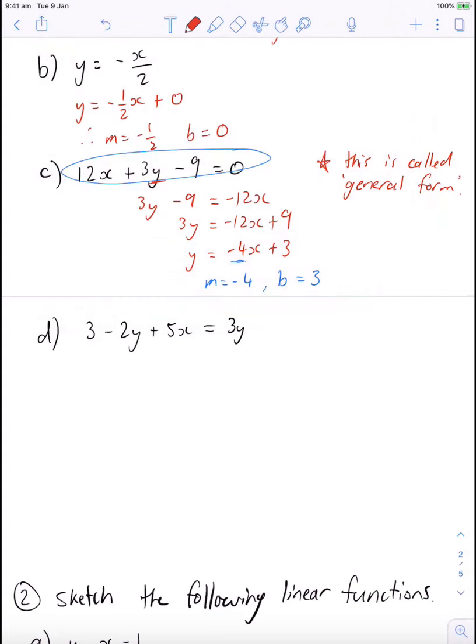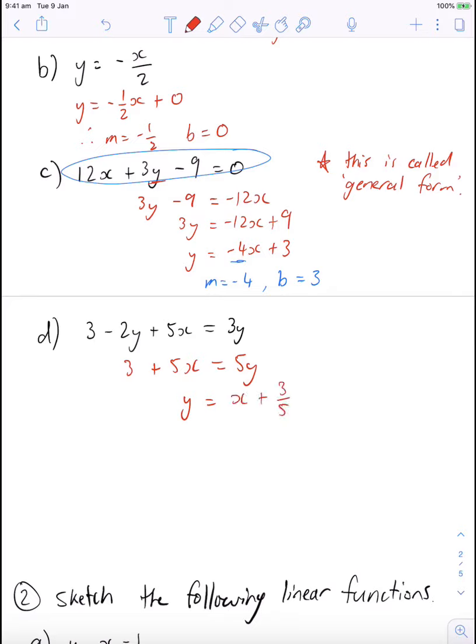The last one I've got here, similar to that question before, and I'll go through and solve it. We need to move everything to one side, so we need to move just our y's to one side. So I only need to shift this by adding 2y to both sides. So I'm going to get 3 plus 5x equals 5y here, and then we'll divide everything by 5. I'm just going to switch sides for it. So I'm going to get y equals x plus 3 over 5.